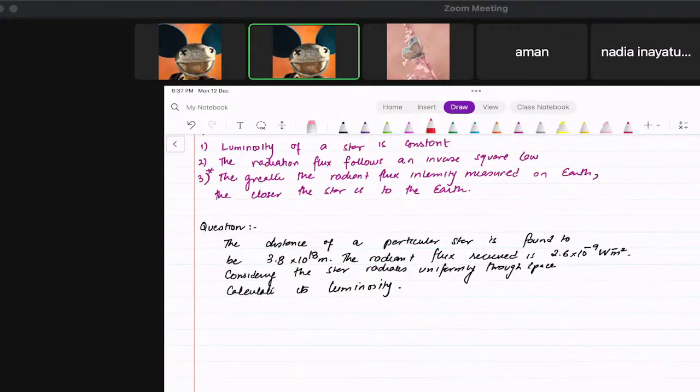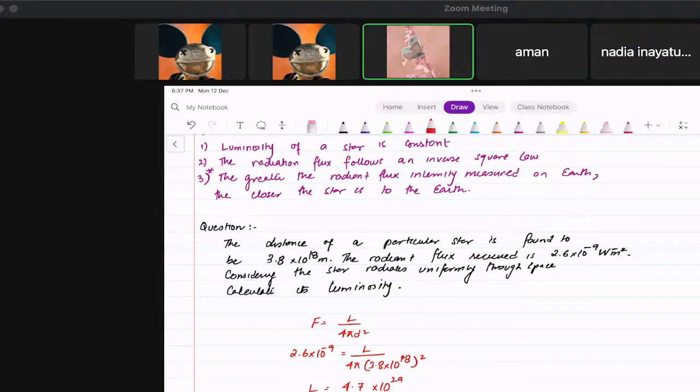Oh my god. So you are L over 4 pi d square. So this is going to be 2.6 times 10 raised to minus 9, and 4 pi and 3.8 times 10 raised to power 18 whole square. And you're saying it is 7 times 10 raised to power 29 watts. Everybody got it? Suman and Nadia and Aman, you guys are clear about it? Any questions about radiant flux intensity?